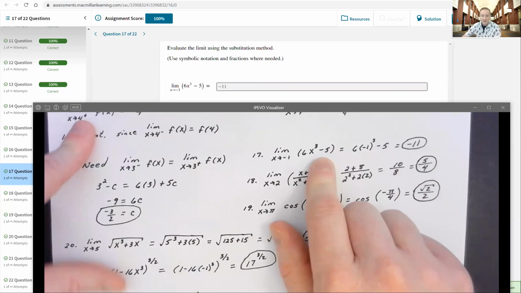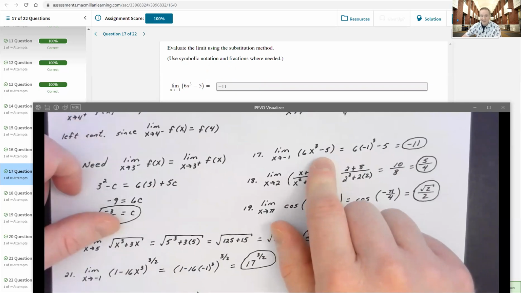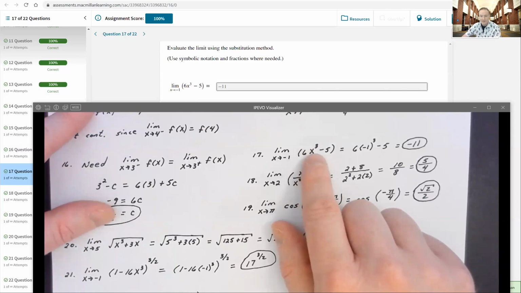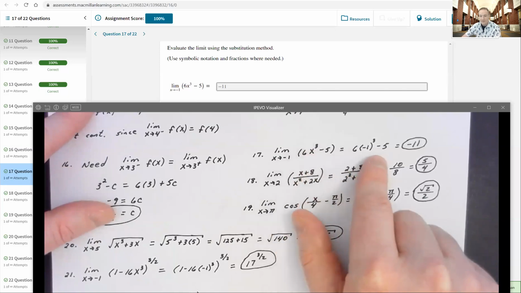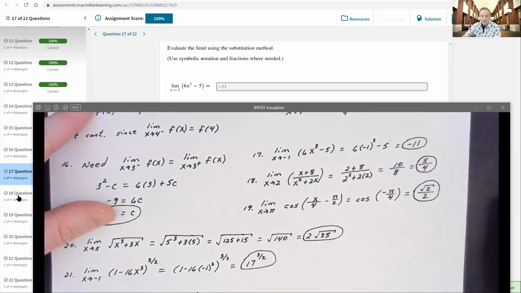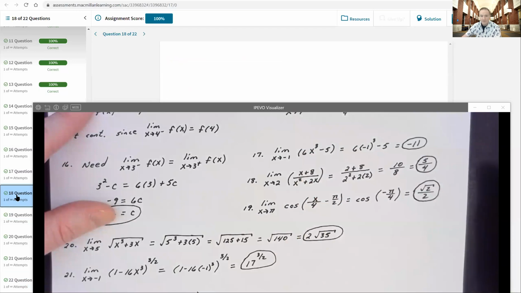For number 17, this goes back and it's kind of like that horrid section 2.3 where you say, if you can just plug the value in at which the limit is approaching, you should do that. So the limit as x approaches negative 1 of 6x cubed minus 5 is 6 times negative 1 cubed minus 5. Gives me 6 times negative 1, or a negative 6 minus 5, for a negative 11 final answer.